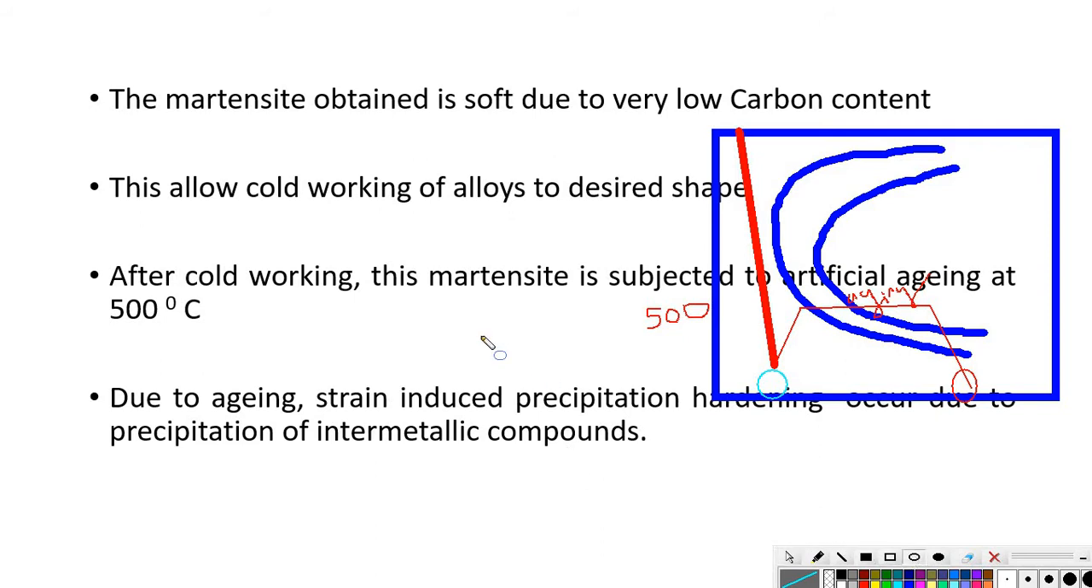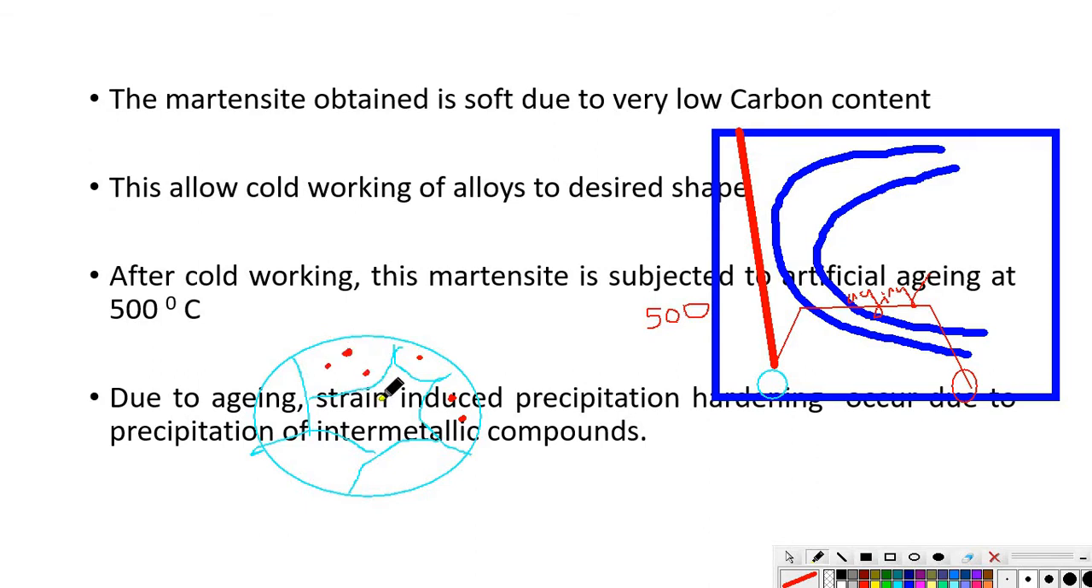How is this intermetallic compound precipitated? For example, this is the primary phase. So for example, these are the grains, different grains, and this is a primary phase. And such different intermetallic compounds are produced.